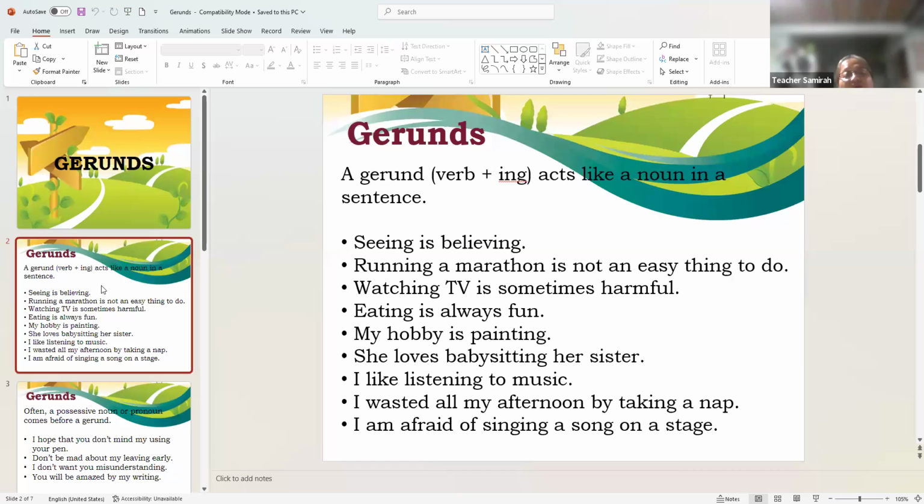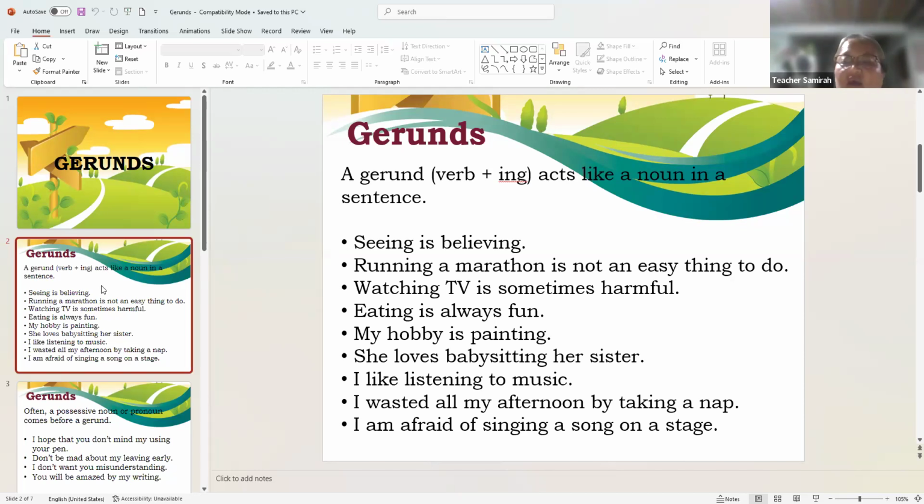The verb can either be after the gerund or before the gerund, such as my hobby is painting, right? So you can actually see that a verb can also act like a noun. When we make a sentence, we usually add ing to the verb without knowing that we are already using a gerund.